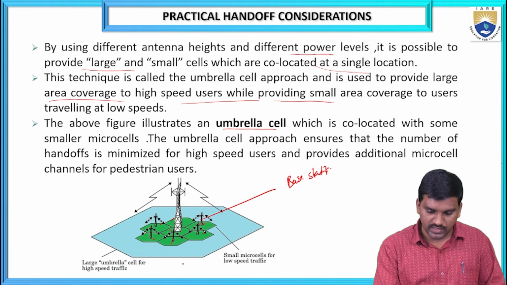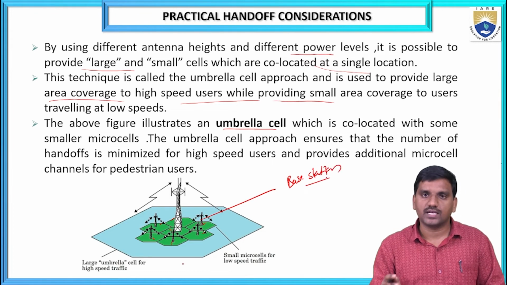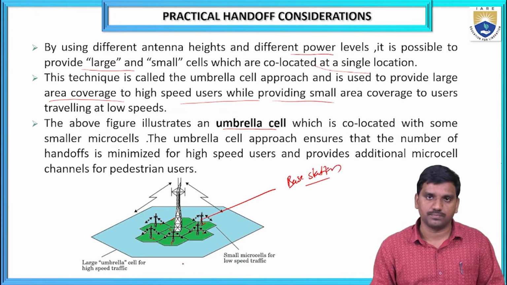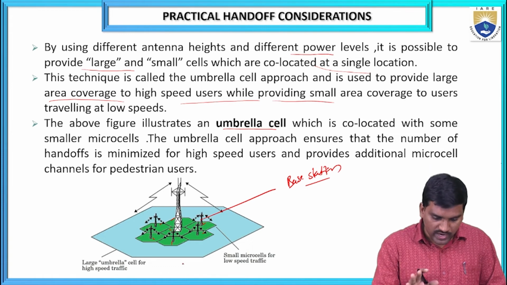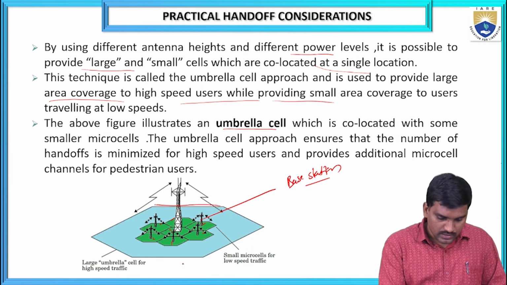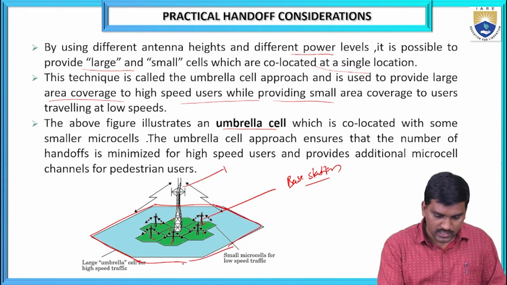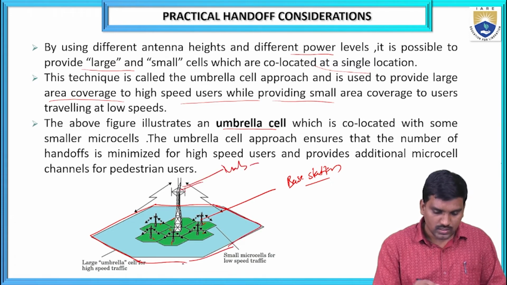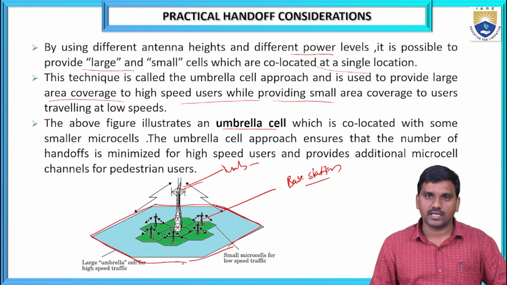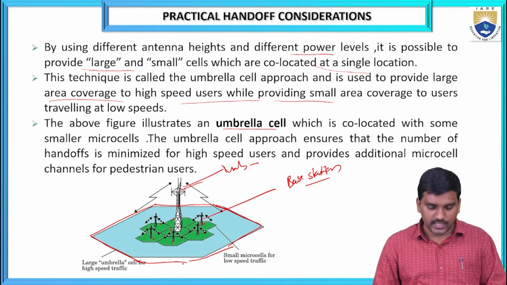Each micro cell has an individual base station, so that is for pedestrian users only. The large cell for this is the umbrella antenna. It is called an umbrella antenna. So let's see one example here.